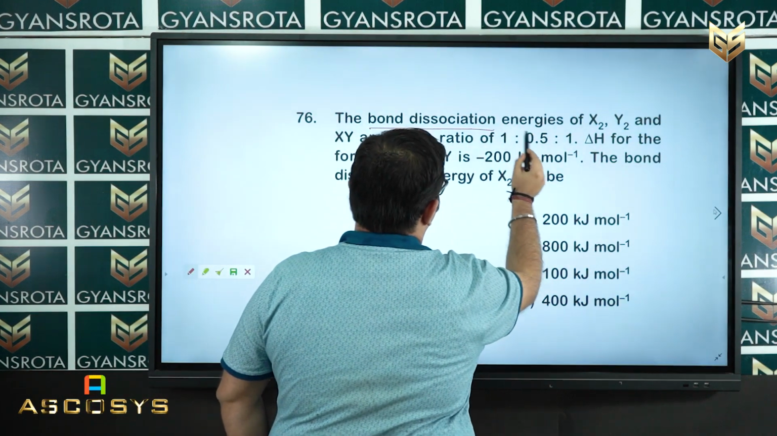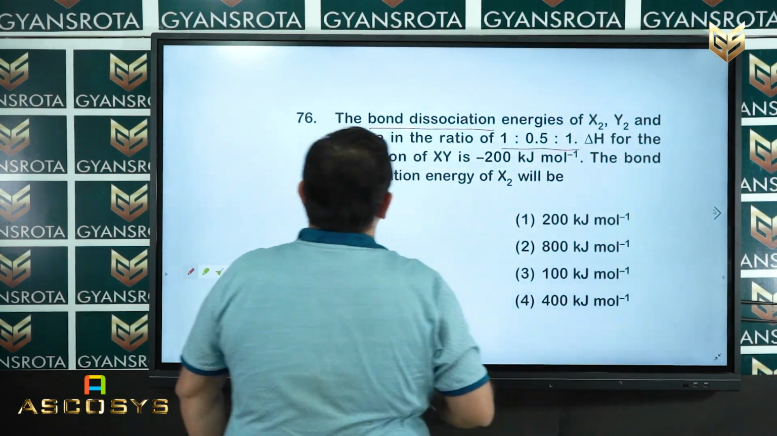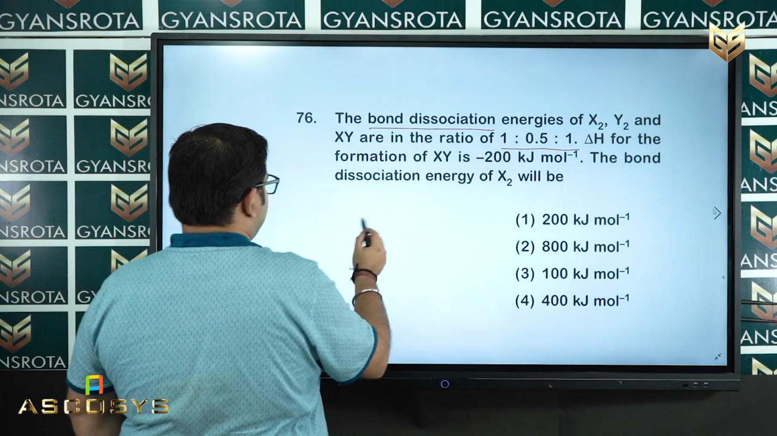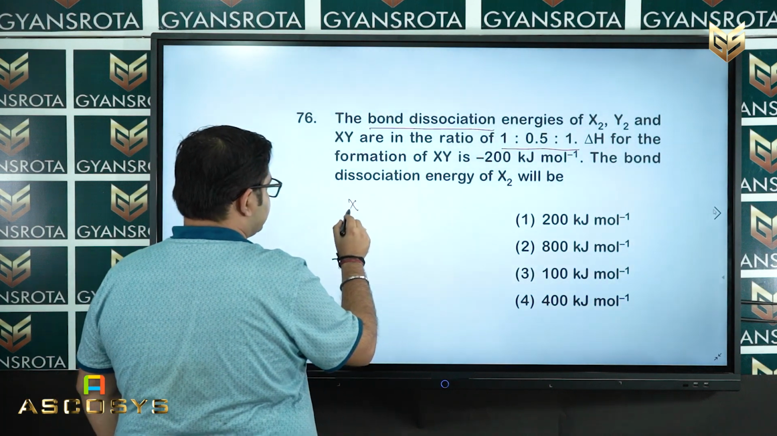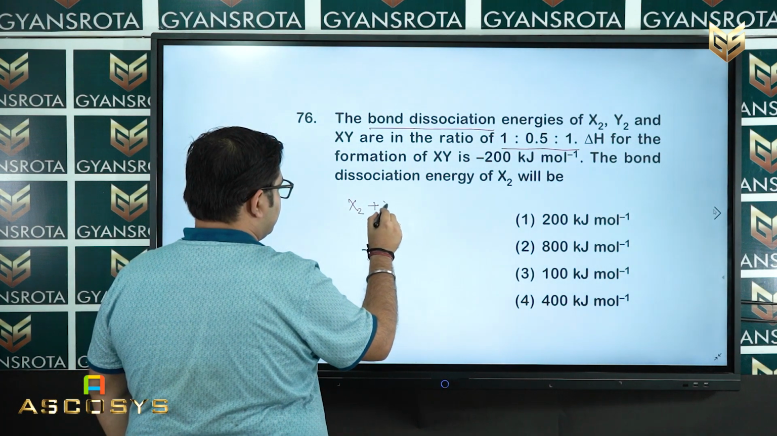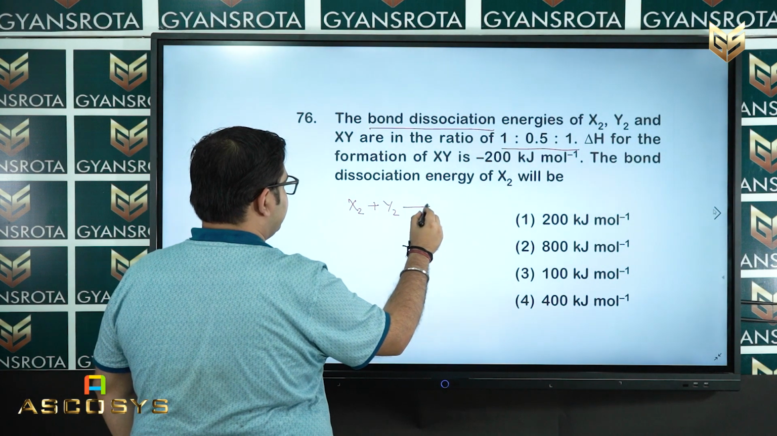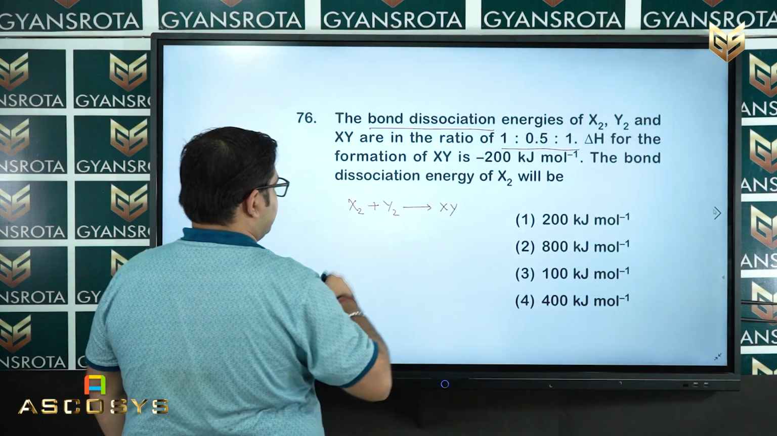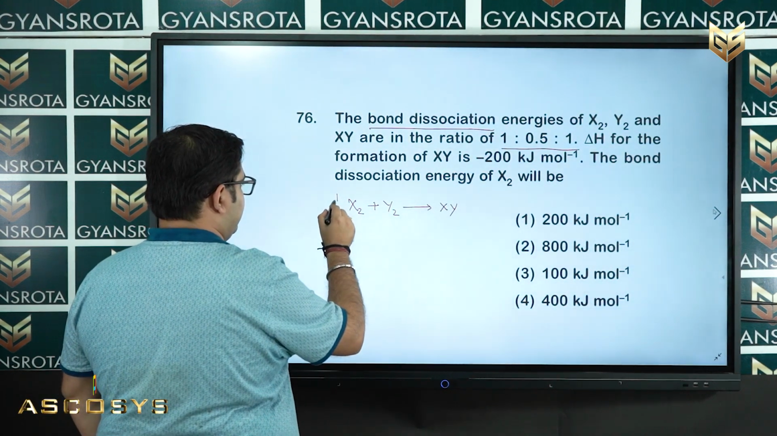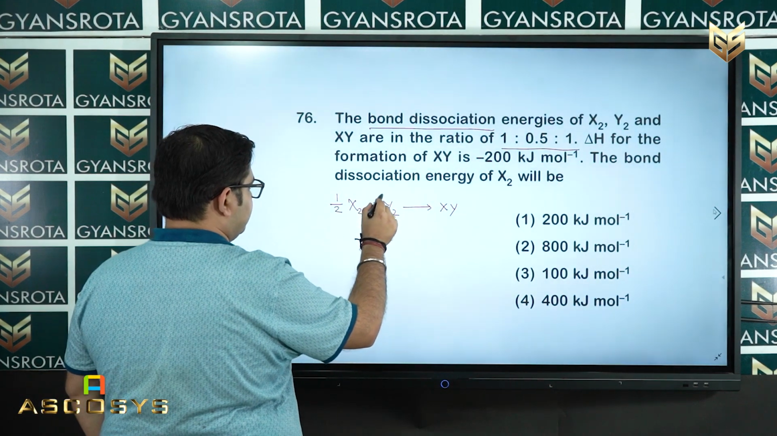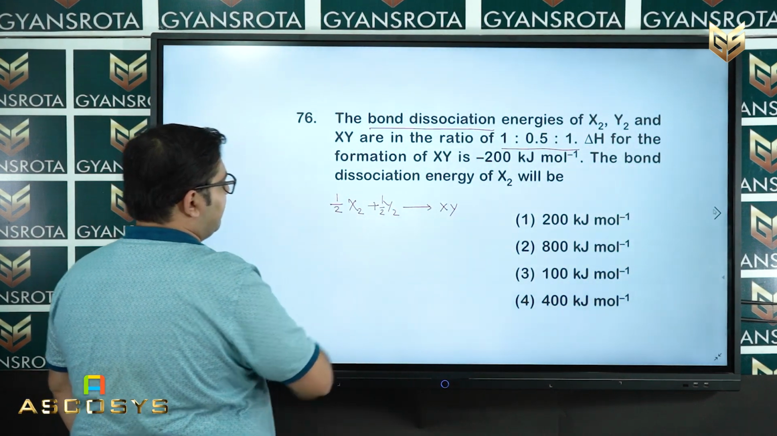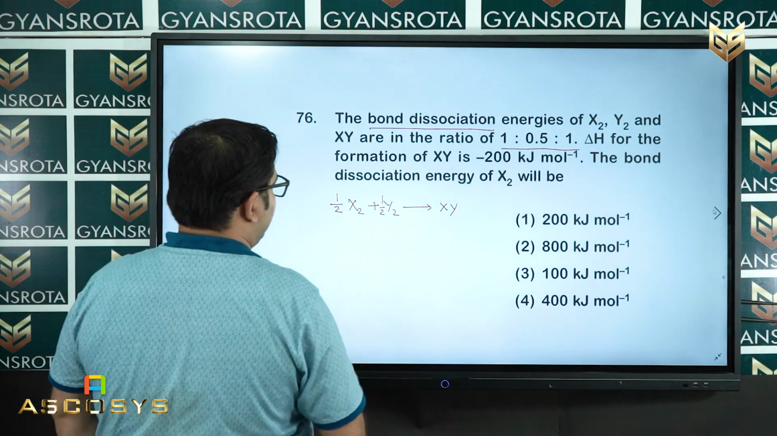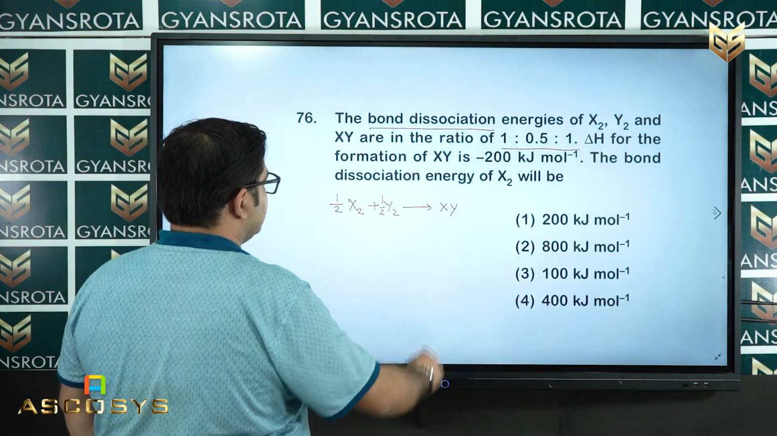Bond dissociation energies ratio. Okay. So, first write the equation. X2 plus Y2 will give you XY. Now maintain the stoichiometry, half and half. So, this is the whole chemical reaction.